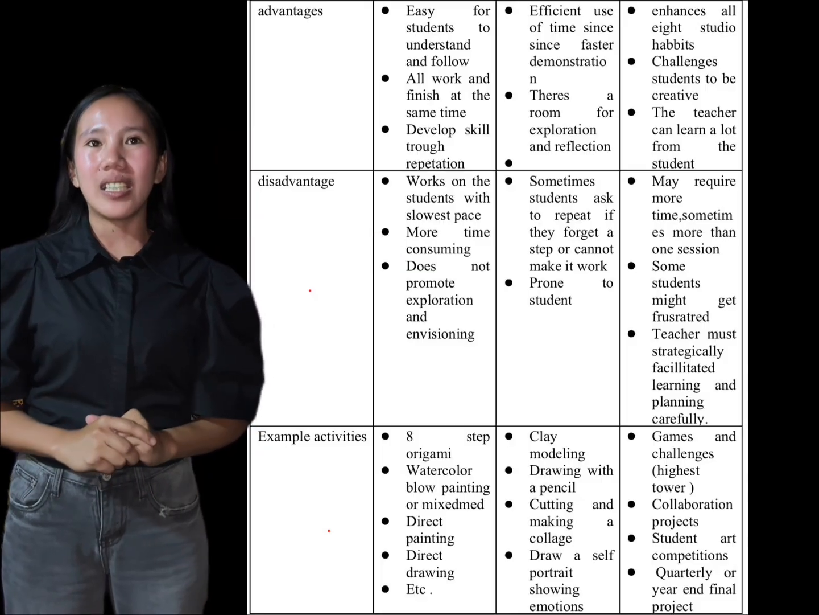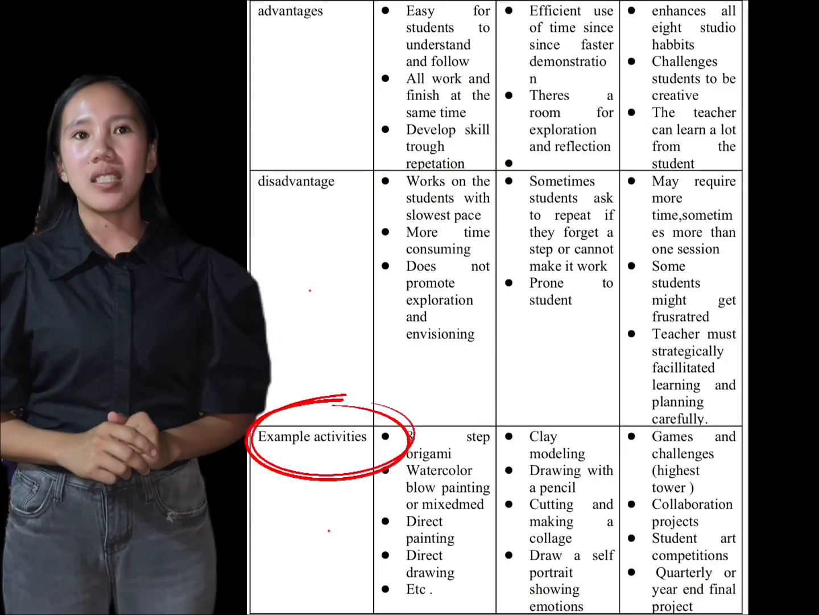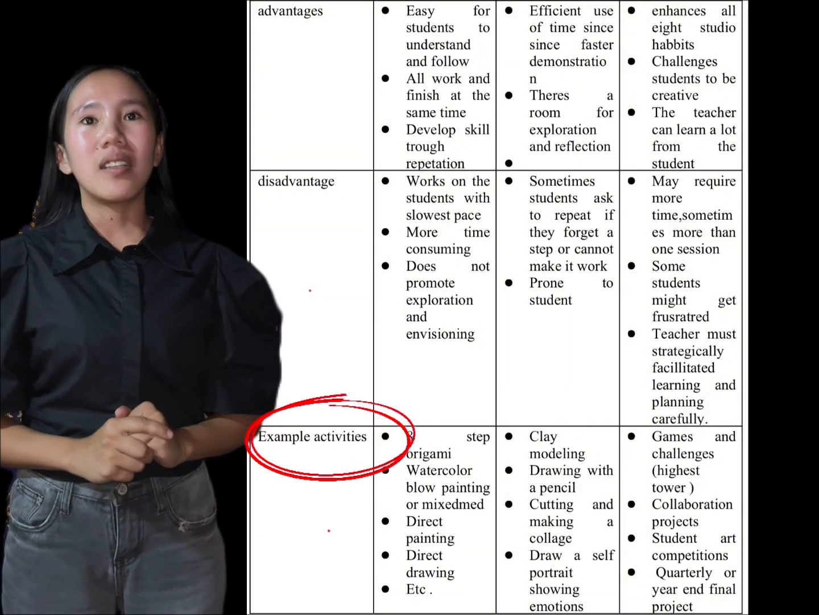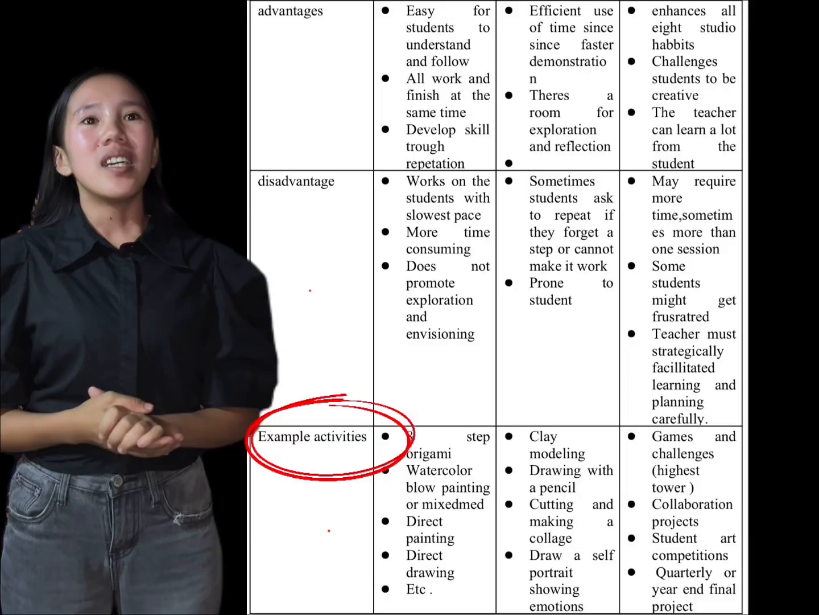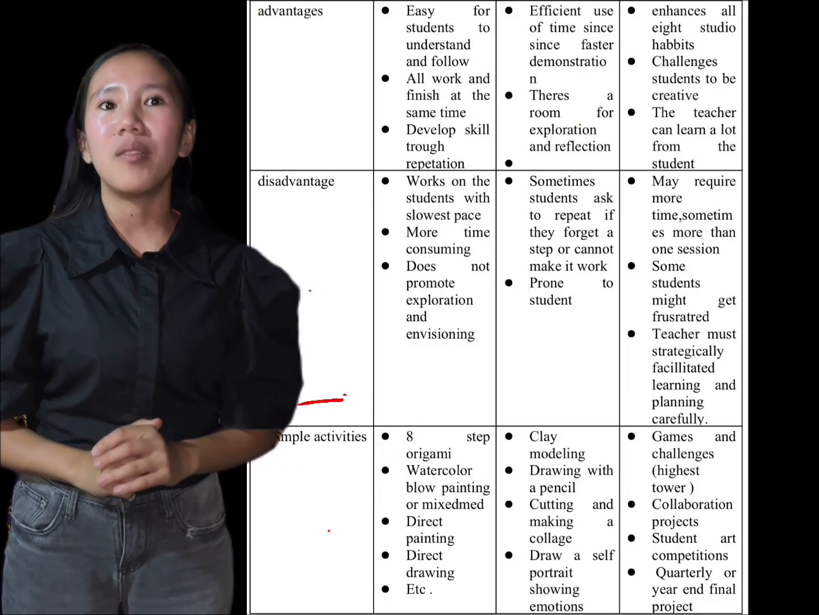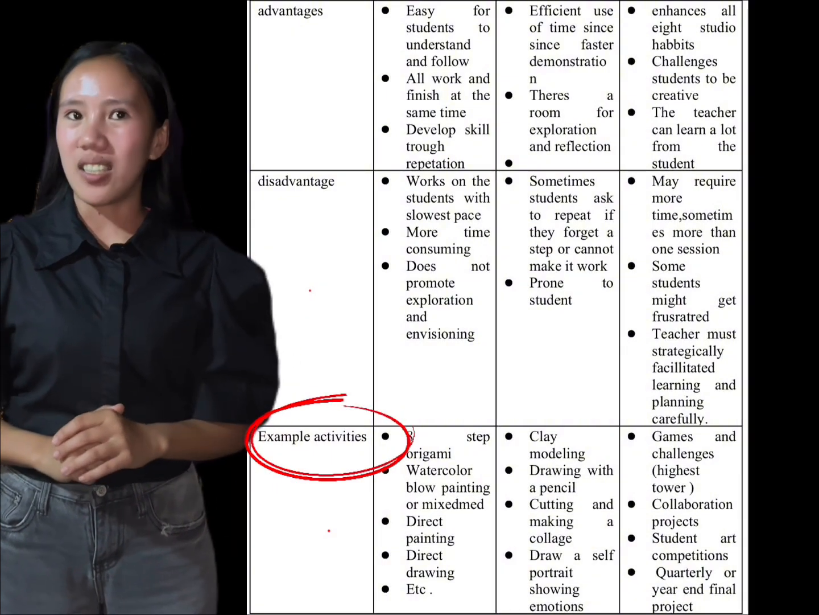And last is what examples of activities you can use in every approach. In step-by-step approach or direct instruction, we can use first 8-step origami, watercolor, blow painting, or mixed media, direct painting, direct drawing, and etc.